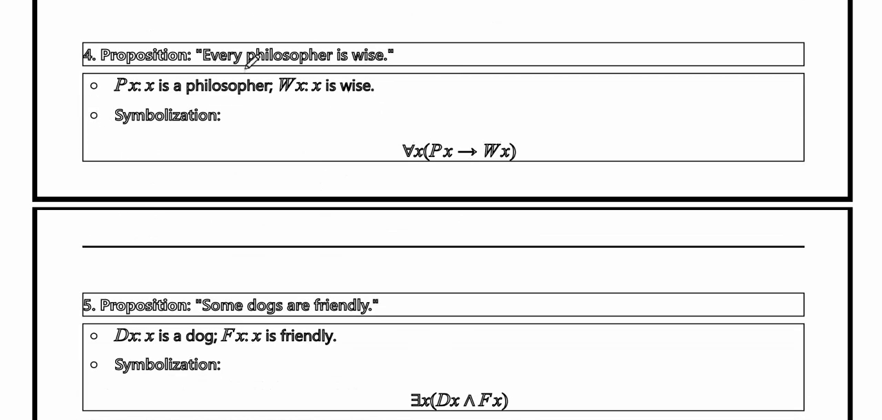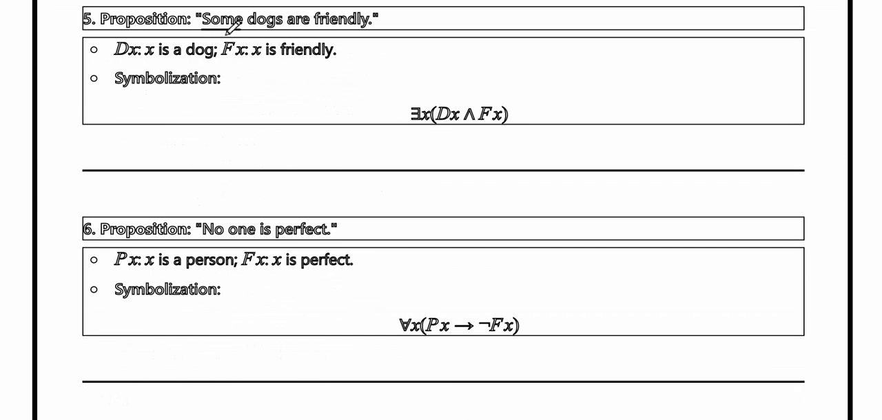Fourth, every philosopher is wise. Every means all. Universal quantifier. Px is x is a philosopher. Wx is x is wise. For all x, if x is a philosopher, then it implies that x is wise.